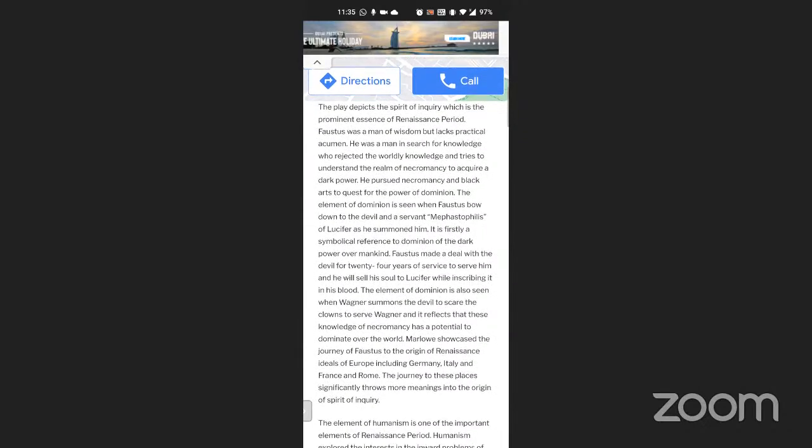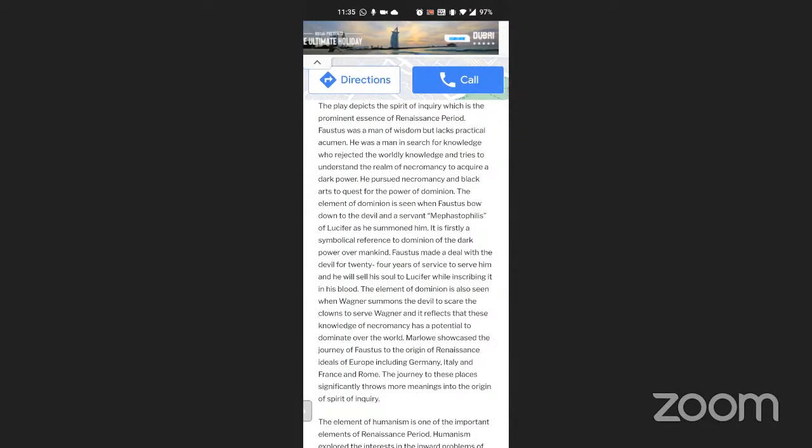It is firstly a symbolical reference to the dominion of the dark power over mankind. Faustus made a deal with the devil for 24 years of service, and he will sell his soul to Lucifer, signing it in his blood. So what is happening here? Dr. Faustus made a deal with Mephistopheles, the servant of Lucifer. He said that if you serve me for 24 years of my life, I will give you my soul. This was the deal between them.